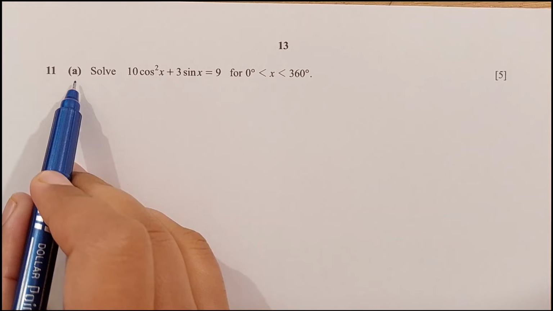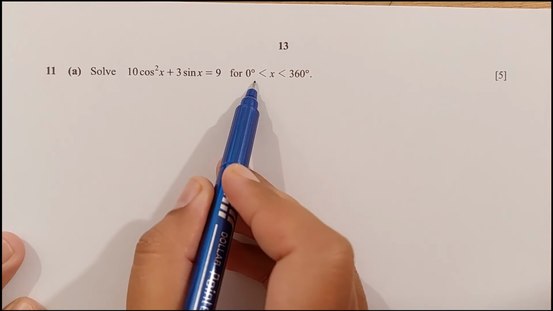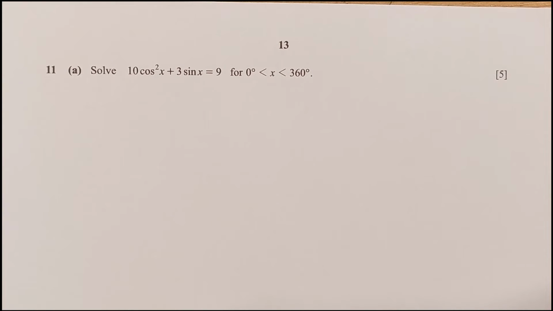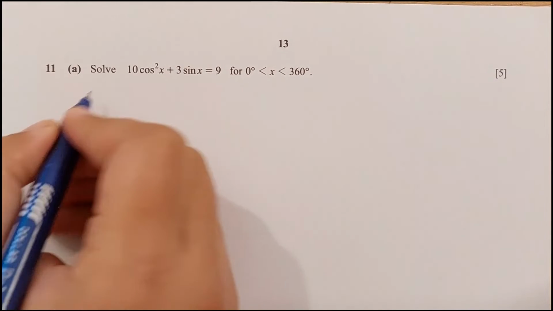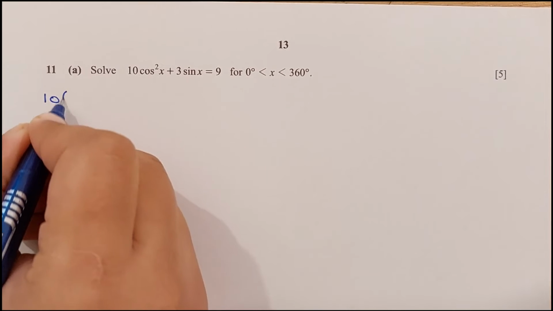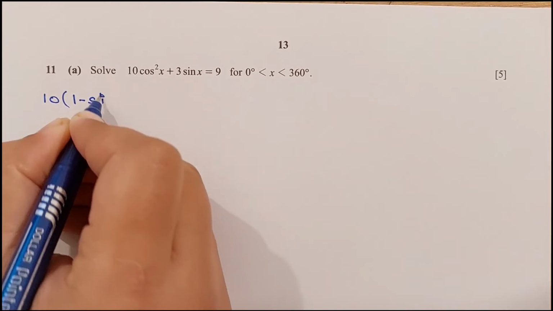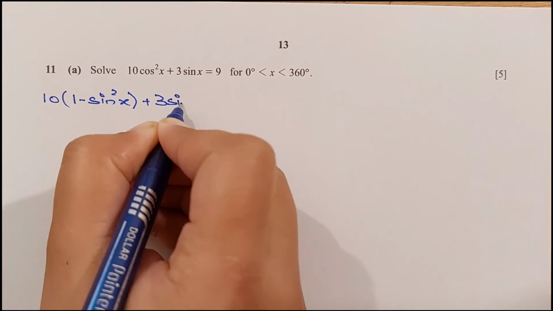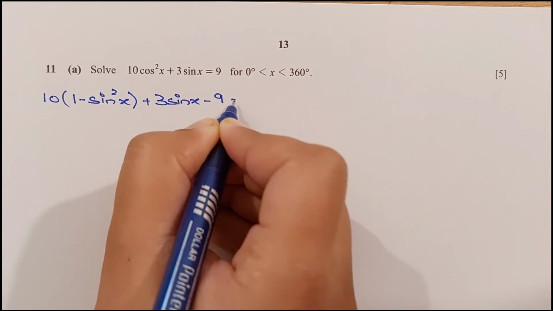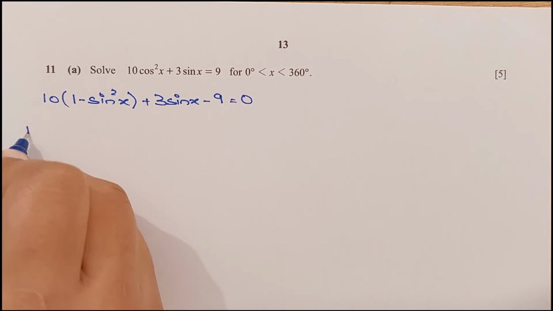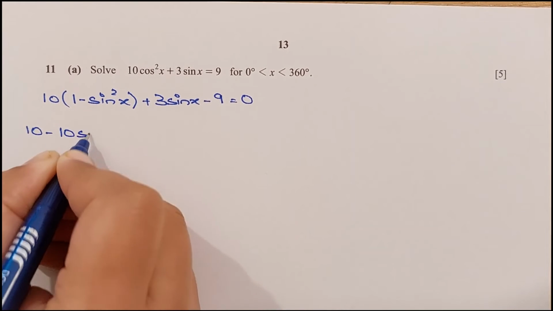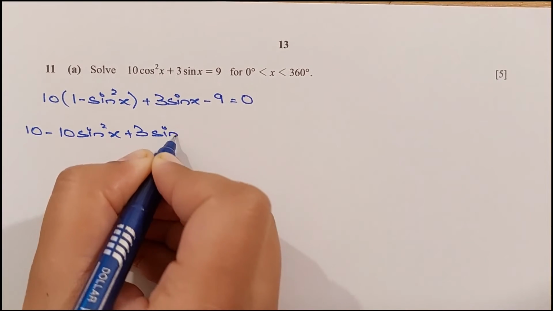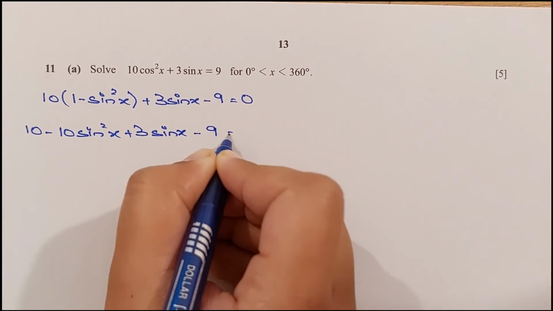Question number 11, part A. Solve this equation for x between 0 and 360 degrees. Cos square x is 1 minus sine square x. We can say 10 times 1 minus sine square x plus 3 sine x minus 9 equals 0. So 10 minus 10 sine square x plus 3 sine x minus 9 equals 0.